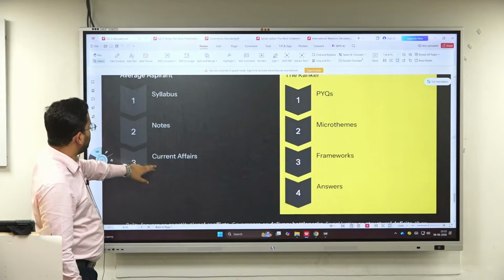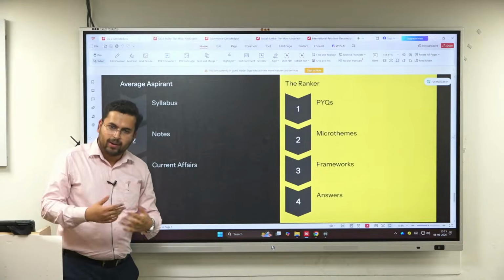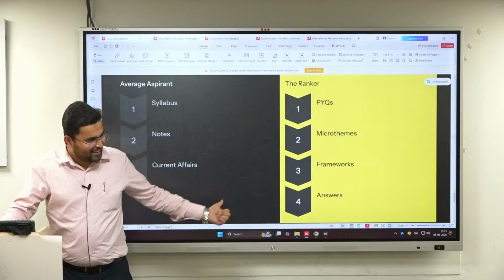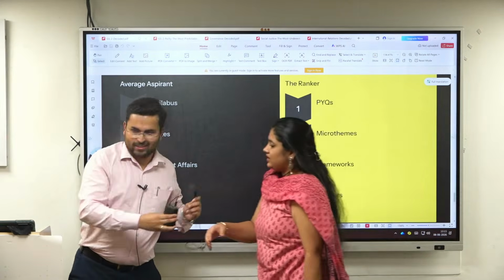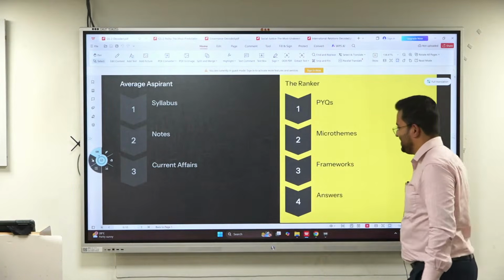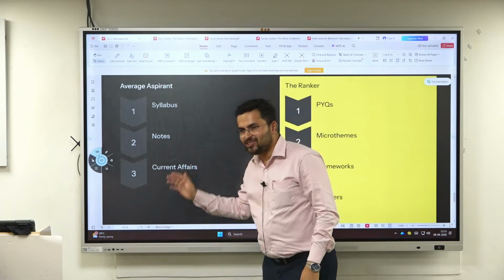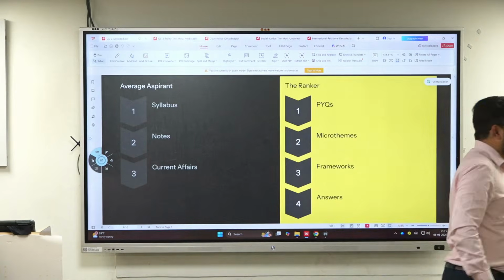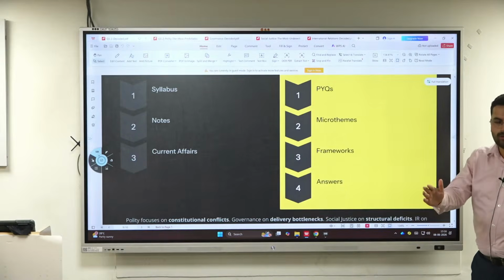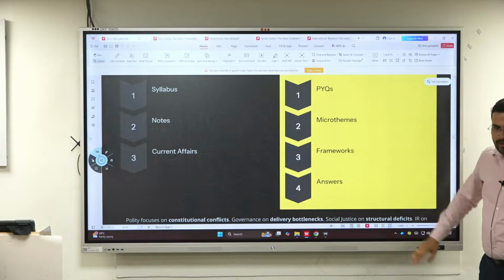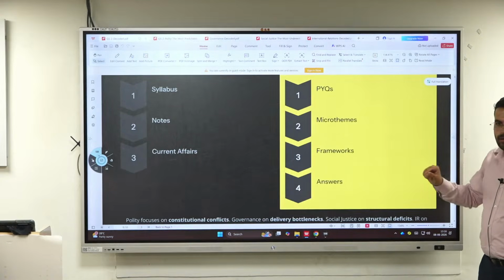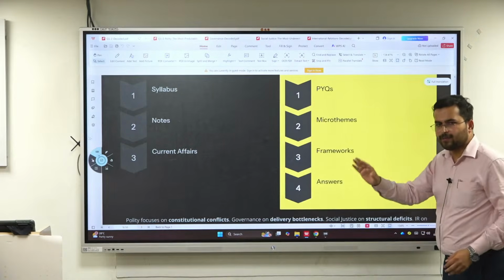Two approaches. For example, a normal average aspirant will just look at the syllabus, make notes, keep compiling notes, collecting notes across institutions. So don't be a notes collector. That is what an average aspirant is. But what you should actually be doing: go through the PYQs first. Go through the questions and understand what the recurring themes are. Every year there will be recurring themes again and again. Understand those micro themes, and then by answering again and again, you'll understand that there are certain frameworks, which we discuss again.